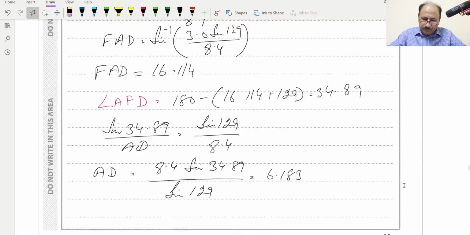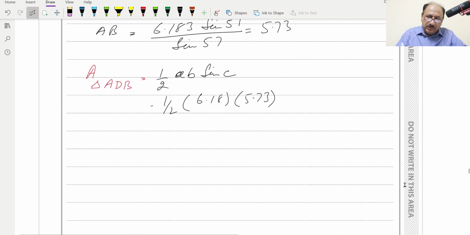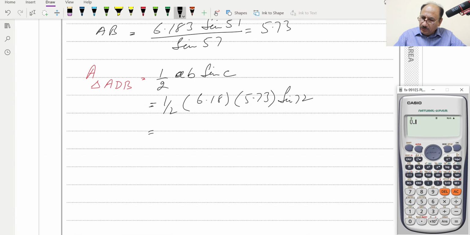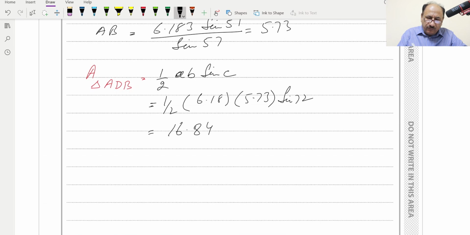So we can further write sine of 72, and this will be 0.5 into 6.183 multiplied by 5.73 multiplied by sine of 72, and this will be equal to 16.84. Area of triangle ADB is 16.84, and the area of triangle AFD we can also find.